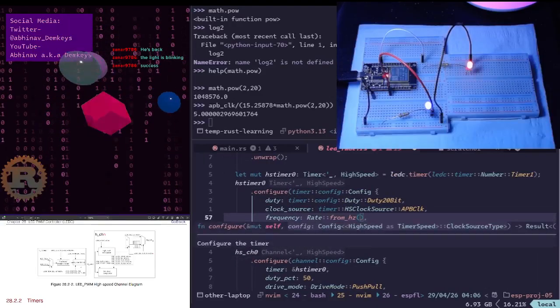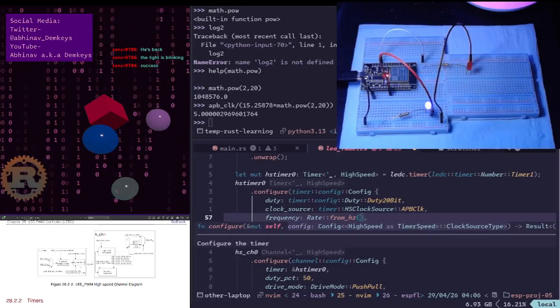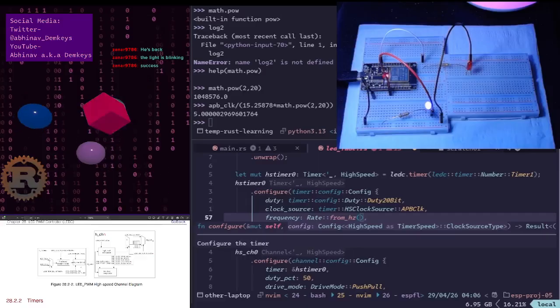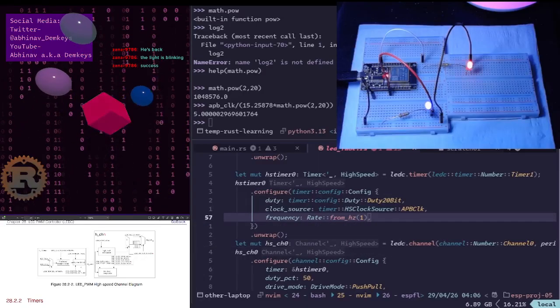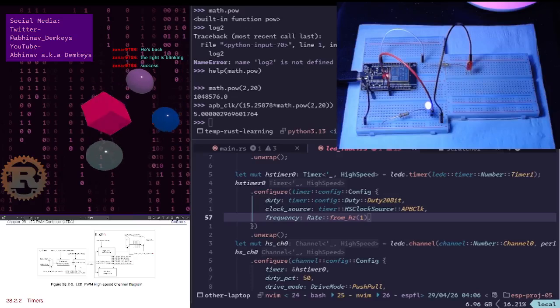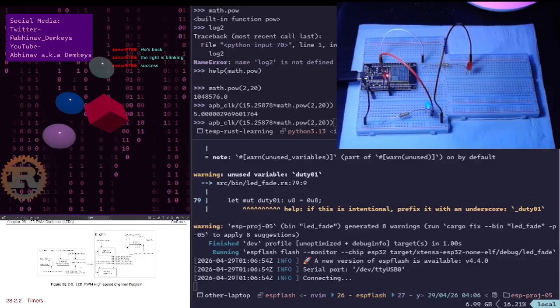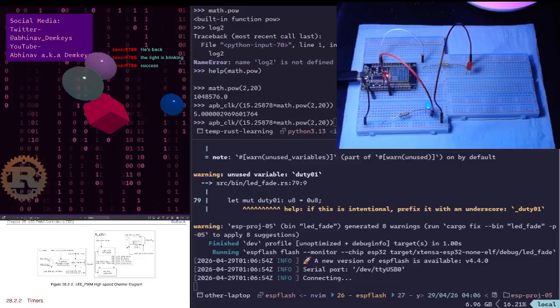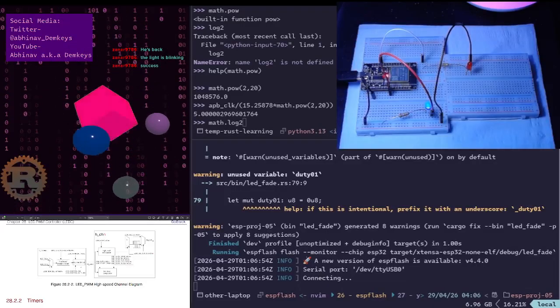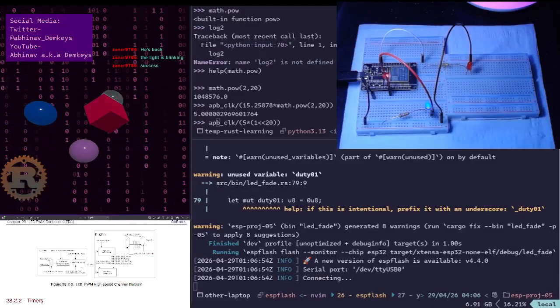I think I can get away with 1 hertz. Yeah, I think I can get away with 1 hertz because if I plug the, where's our thing here? Okay, I should make this a function.